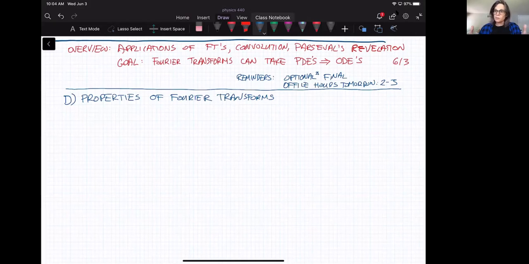The other reason leads us right into the last class: if you have an ordinary differential equation and you Fourier transform all of it, you can create an algebraic expression, solve that expression, and then use the inverse transform to find the solution. And often that's easier than doing the actual problem. So that's where we're headed today, basically finishing up Fourier transforms.